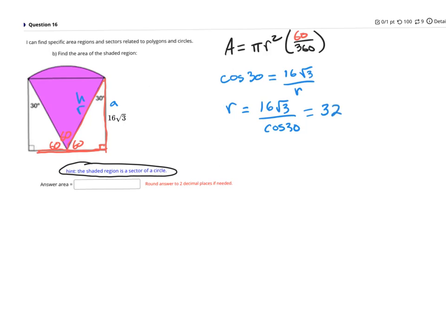Now the radius is 32, so I just need to substitute that back in there. So area is going to equal pi times the radius, which is 32 squared, times 60 divided by 360. When you put all that in your calculator, you're going to end up with 536.17.